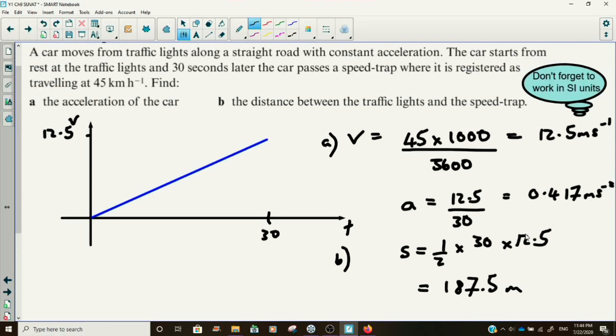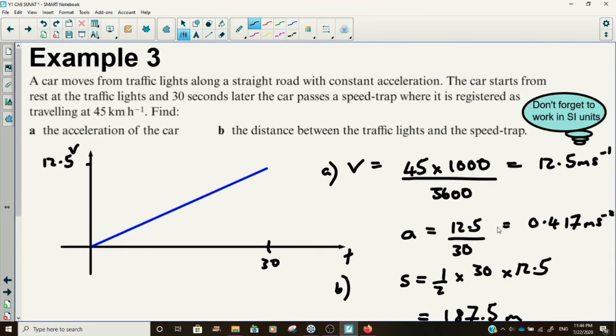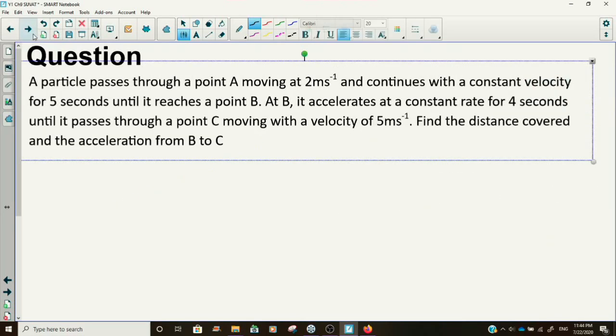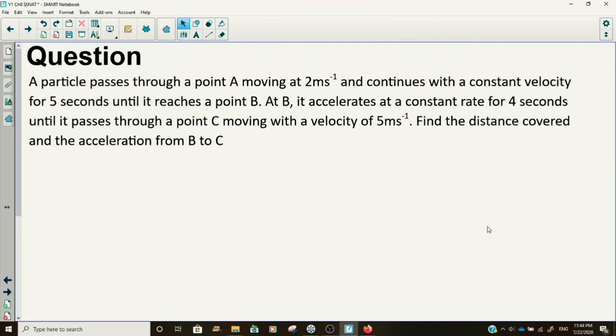Okay, so just a few simple examples there. Hopefully you've got the idea of these first two SUVAT formulae. And here's one for you to try yourselves. Have a go at this question, folks, and do bring your answers into class so we can have a look and go through it if necessary. So try this one before you move on.